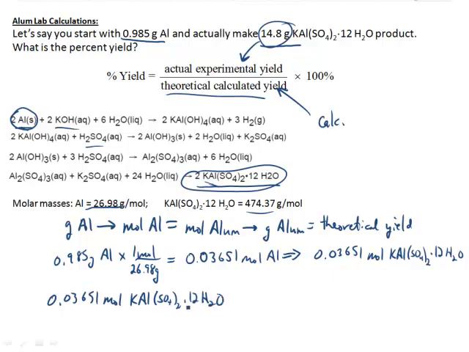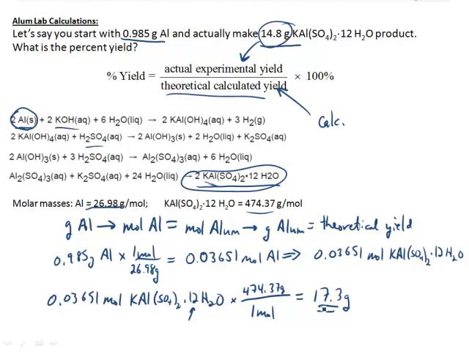The term for 12, like di or tri, is dodeca, so dodecahydrate, times 474.37 grams over 1 mole. And that gives a theoretical yield of 17.3 grams. Let's pause for a moment and just reflect.